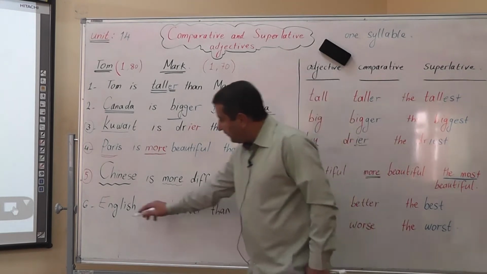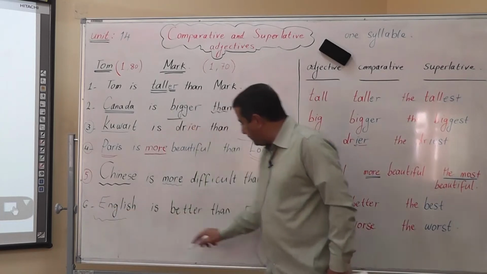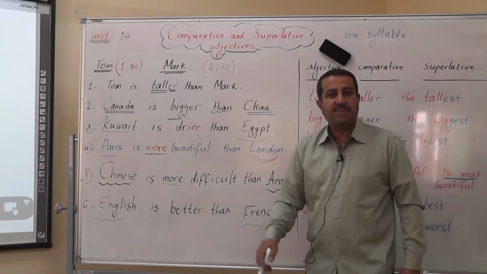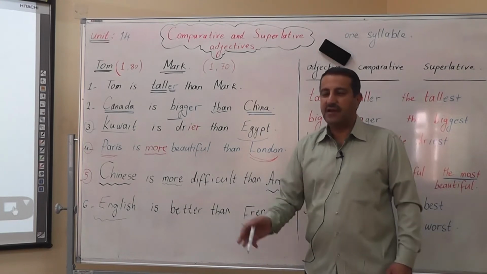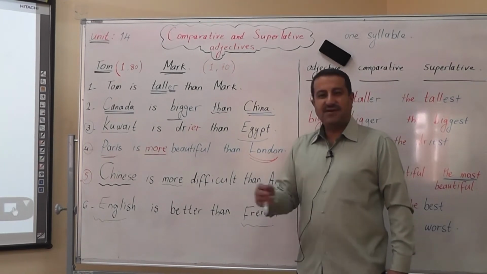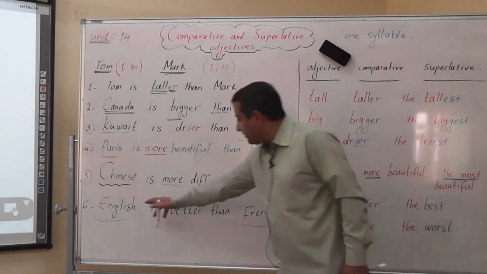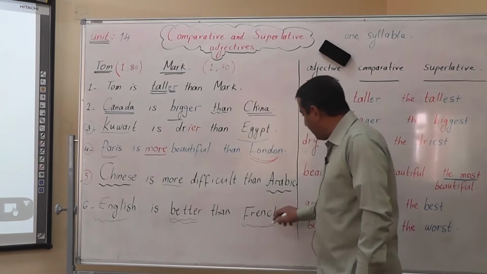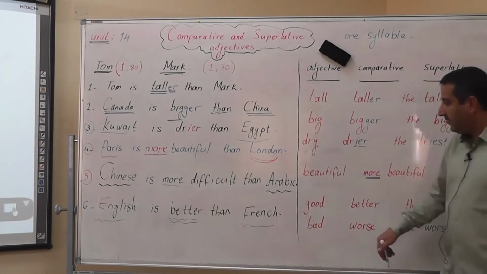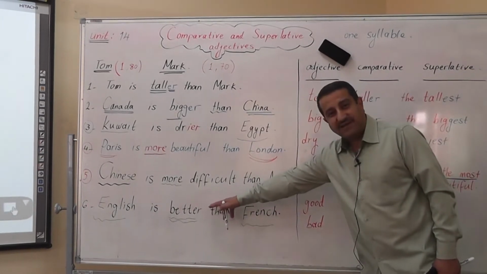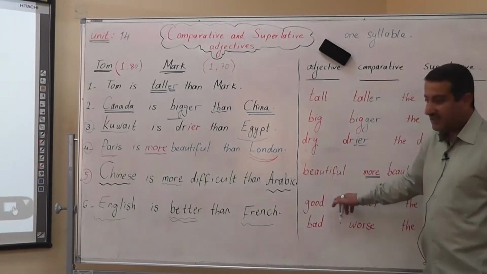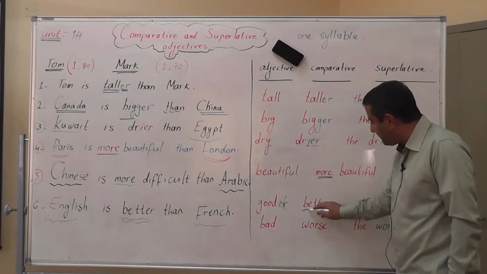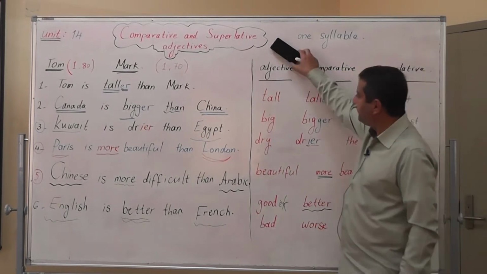So we have two languages, English and French. English is a good language. French is a good language as well. But personally, I think English is better. English is better than French. So in comparison, we say better. We do not say, for example, good. Okay, good becomes better. All right.